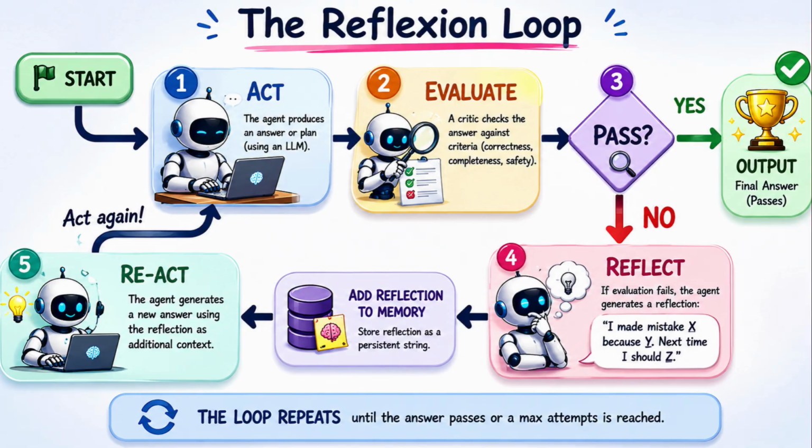I made mistake X because Y. Next time I should do Z. Fourth step. React. The agent generates a new answer using the reflection as additional context. The loop repeats until the answer passes or a maximum attempts is reached. The reflection is stored in memory, for example, as a persistent string.